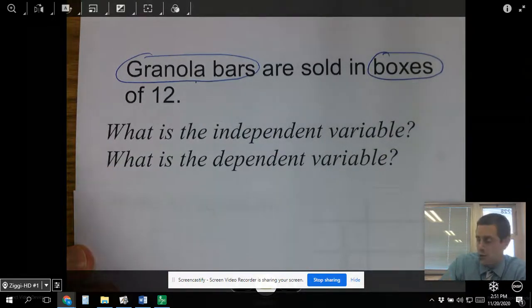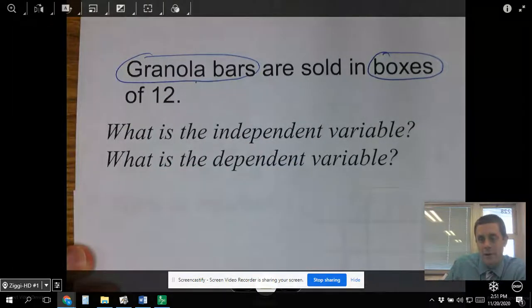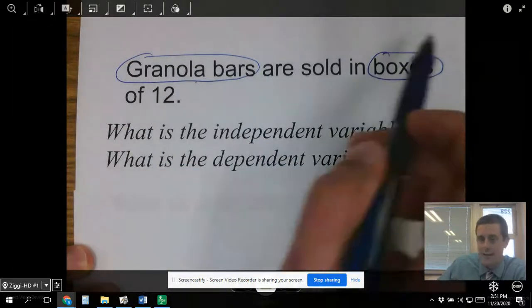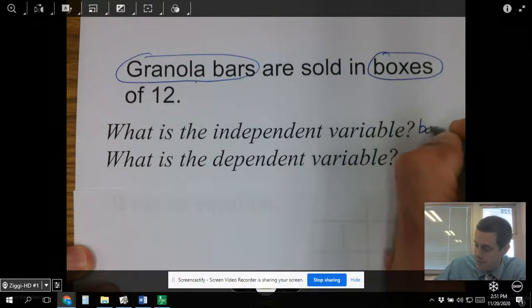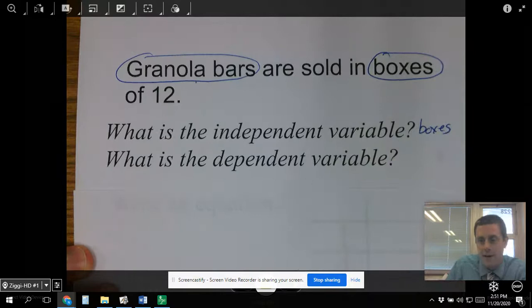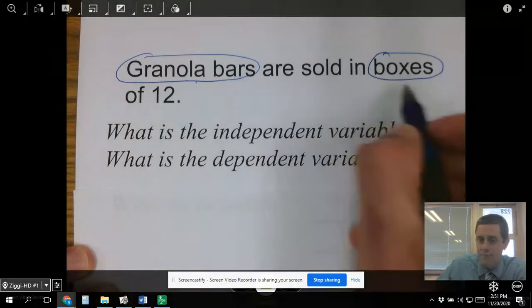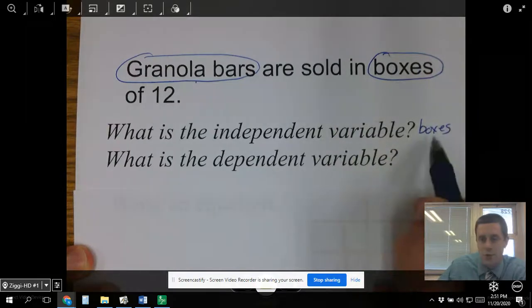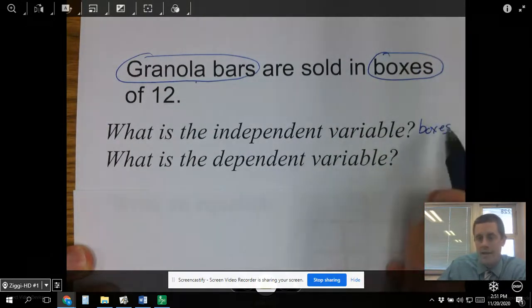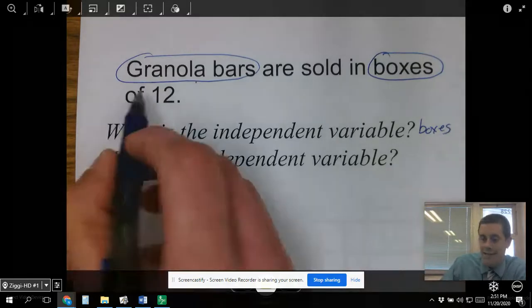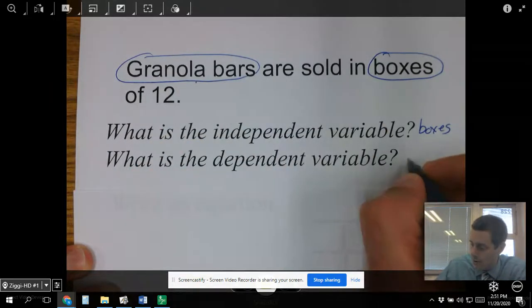What do I have control over? Do I decide how many granola bars I can buy? Or do I decide how many boxes I can purchase? Boxes is the independent variable because I can choose how many boxes to put in my shopping cart. I can't just purchase 4 granola bars or 7 granola bars. I have to buy them in boxes. So I have control over the number of boxes, which makes it the independent variable. Once I decide how many boxes to put in my cart, the outcome is total granola bars I get to take home.